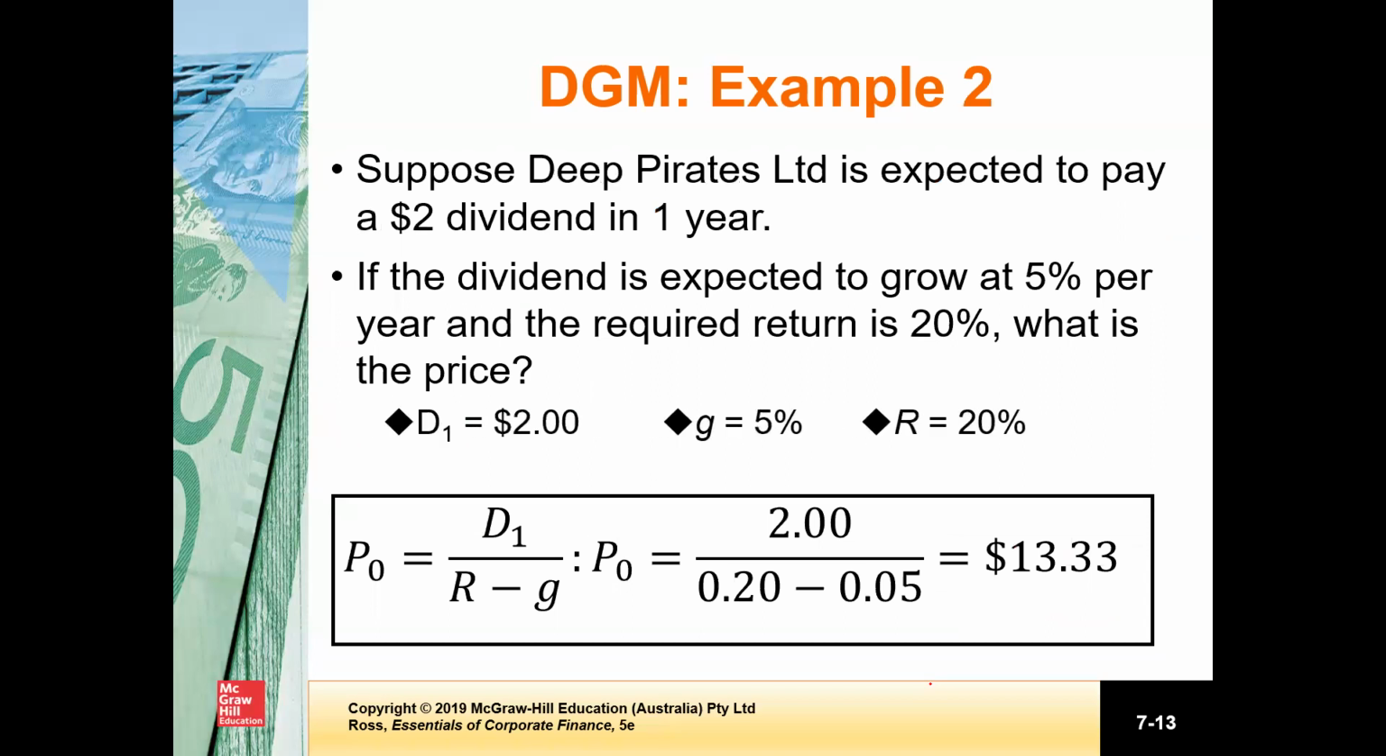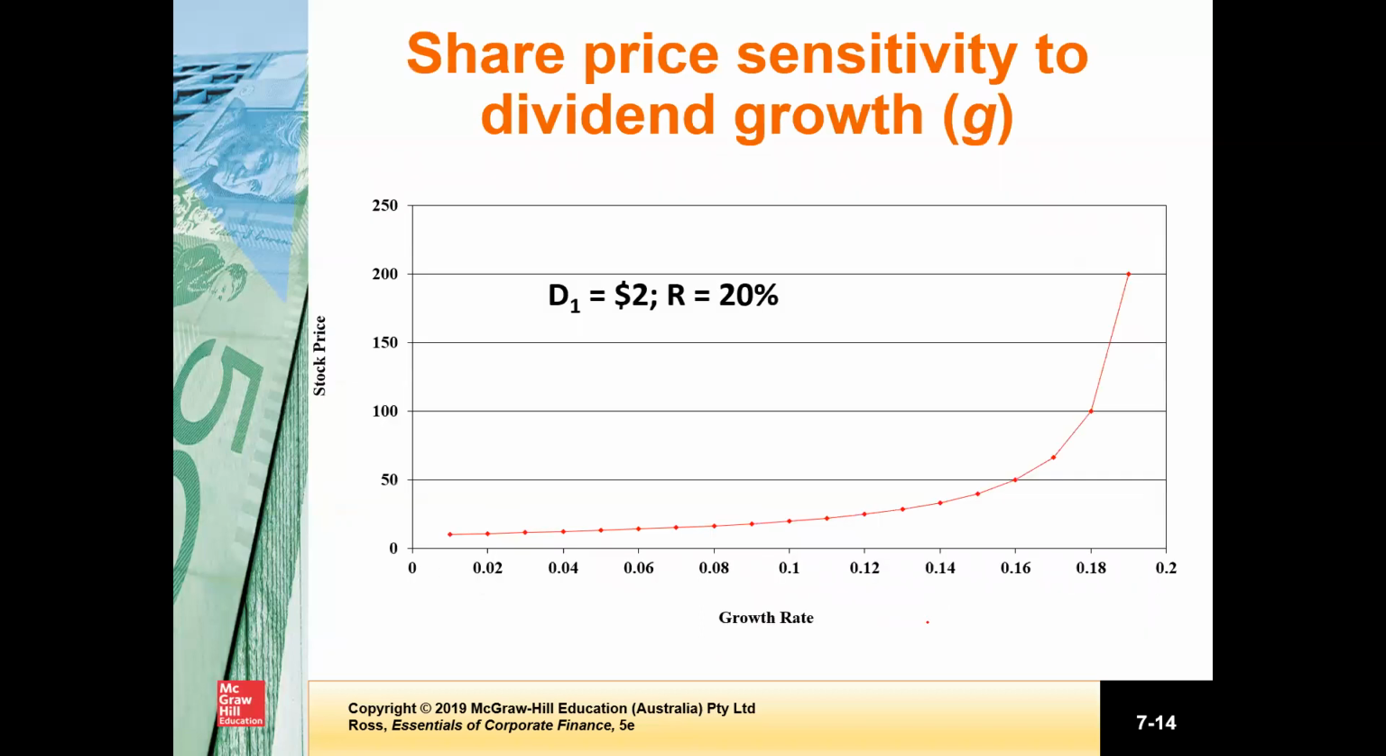So here is another example. Suppose Deep Pirates Limited is expected to pay a $2 dividend in year 1, the growth rate is 5%, and the required rate of return is 10%. So once again, a very straightforward formula: the expected dividend D1 divided by R minus G. So you should be paying 13.33 to invest in this share.